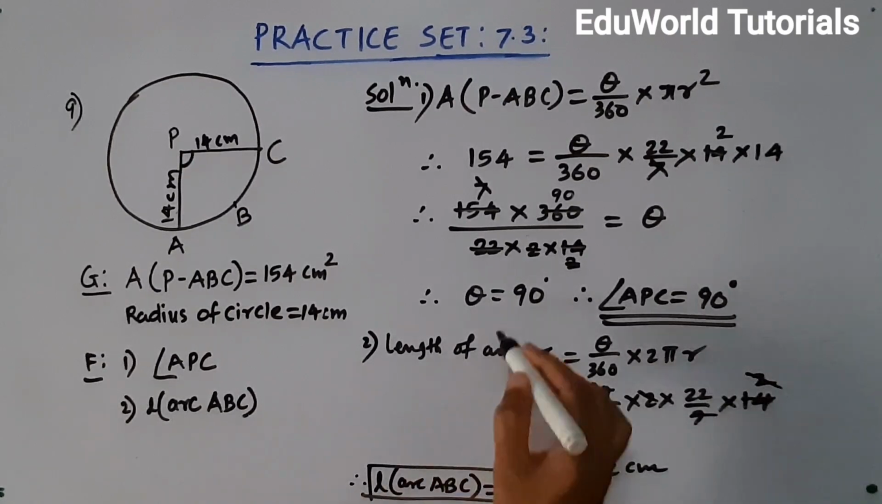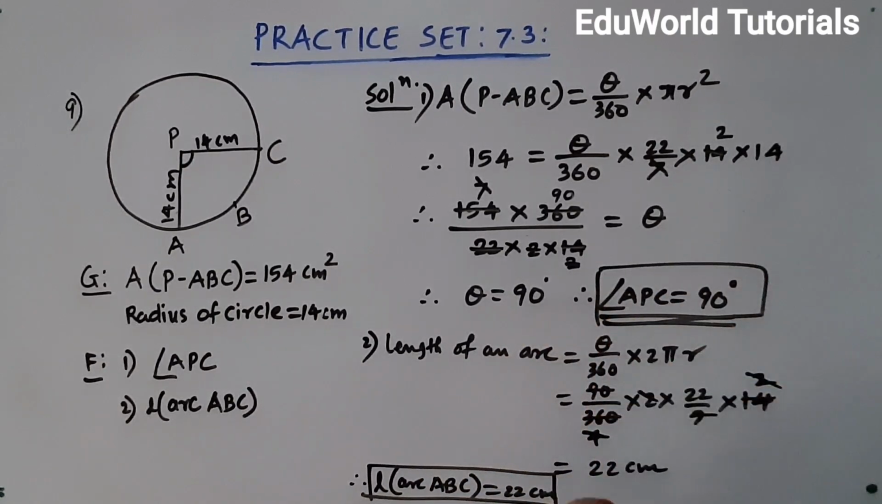This is our second answer. This is our first answer, this is the second answer. Length of the arc ABC is 22 centimeter. This is sum number 9 we did.